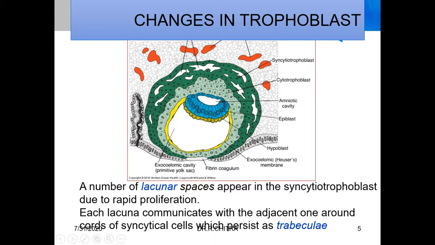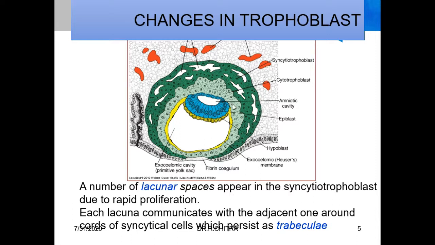Each lacunar space communicates with the adjacent one around the cords of the syncytial cells. In between these lacunar spaces, these cords of syncytial trophoblast will be called trabeculae. These lacunae enlarge so that they will reach the uterine blood vessels, arteries and veins.